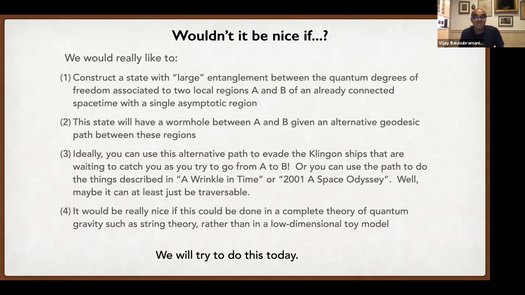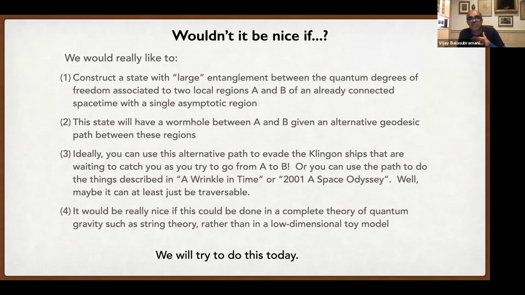But now I imagine that I have an alternative geodesic path. It would be so nice if this alternative path could be used to do all the stuff you'd like to do in science fiction. So that the Klingon ships blocking you from going from A to B, you'd like to go through this alternative path to get around them, or do whatever it is that you get in 2001: A Space Odyssey, all the stuff that wormholes are supposed to do. That's what you'd really like to do.